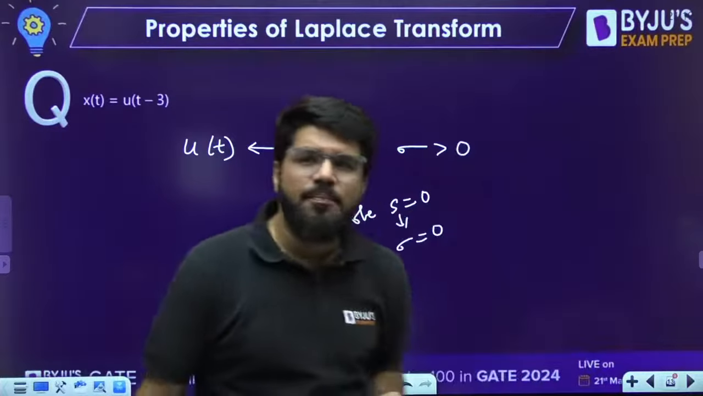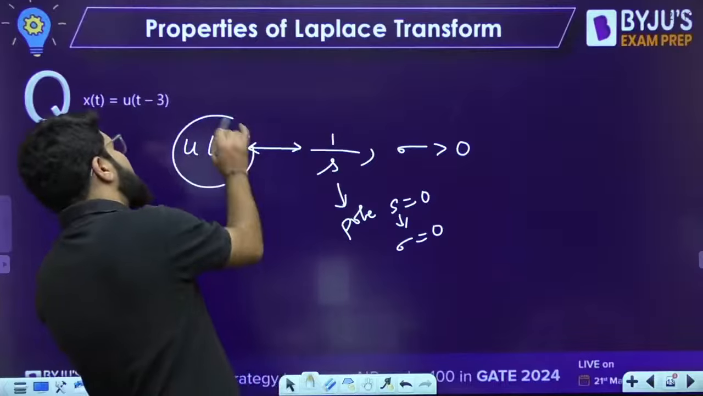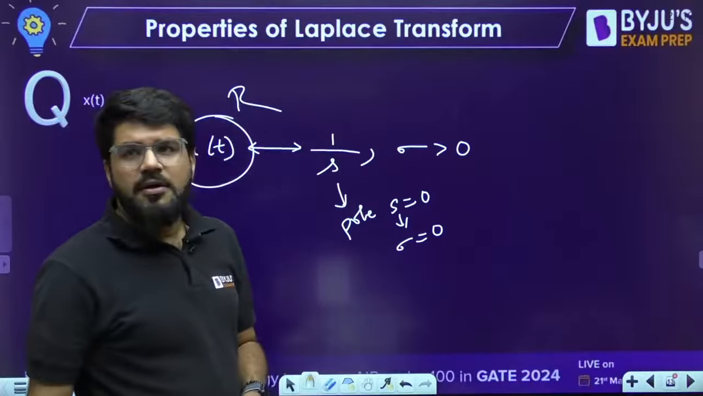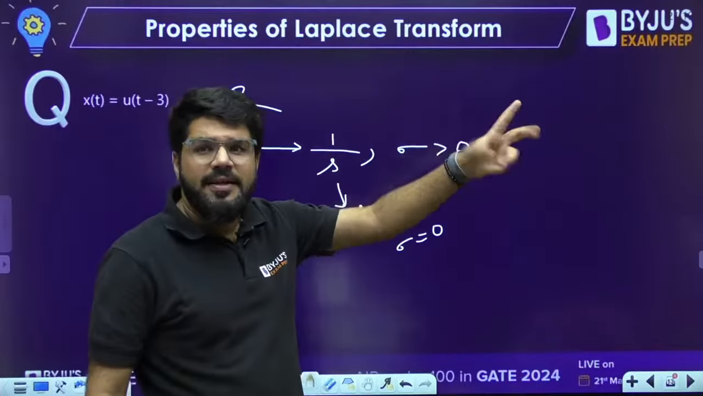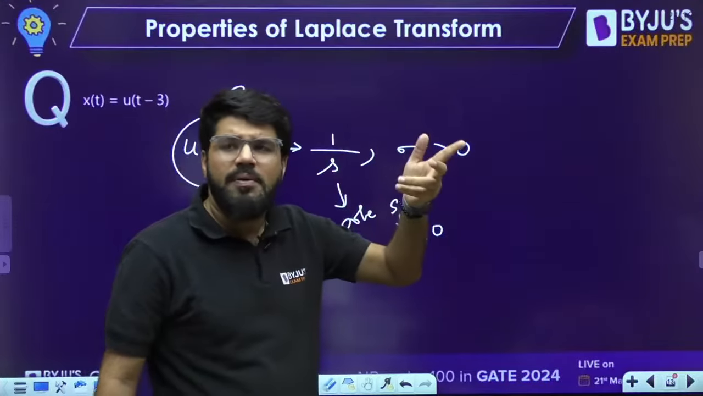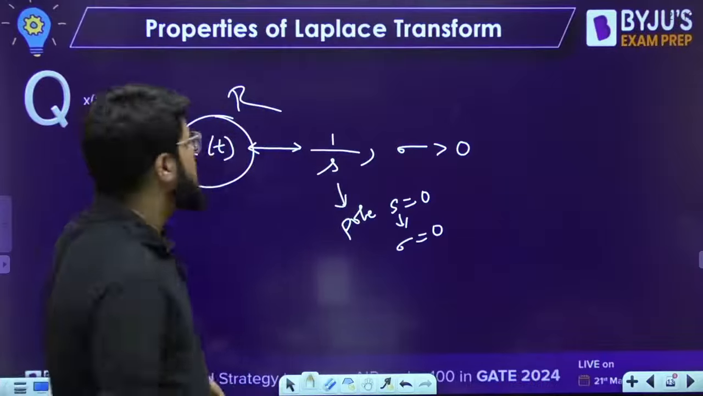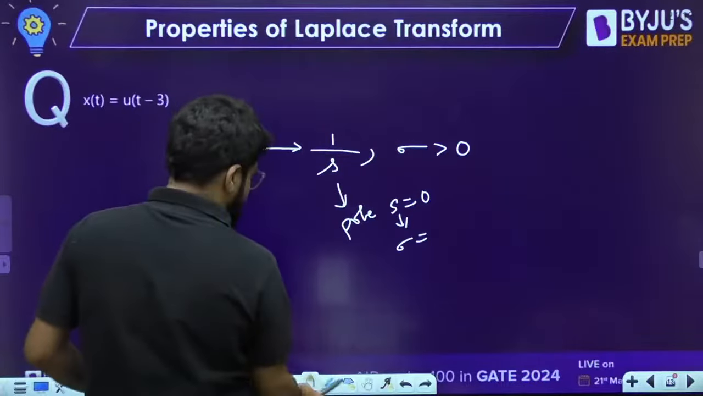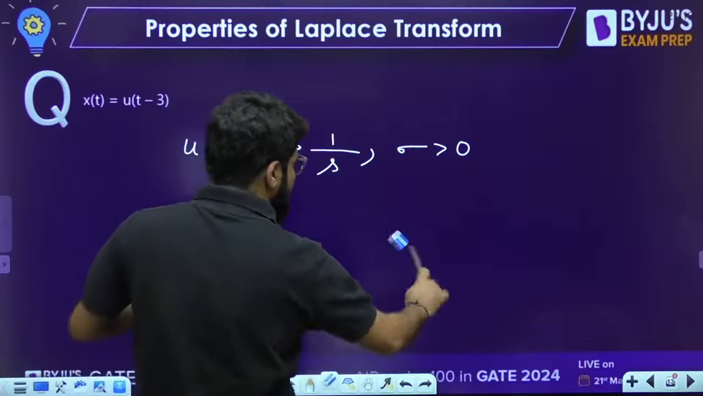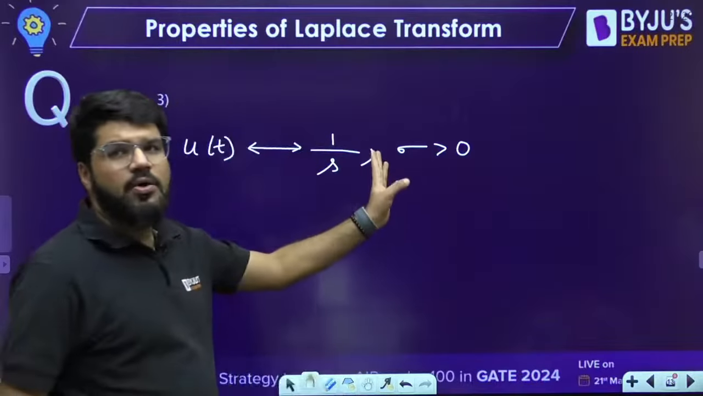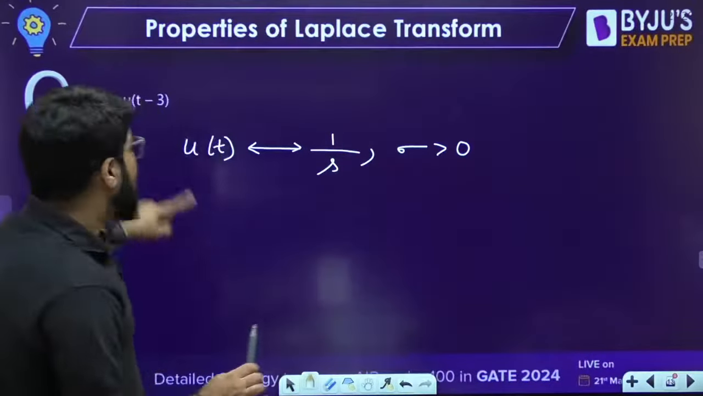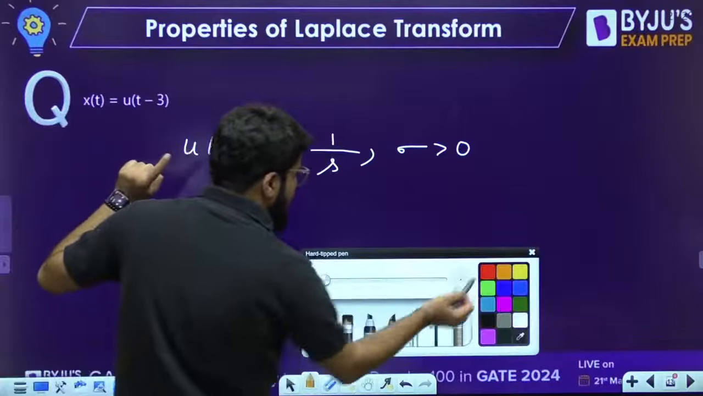ROC is confined by poles only. Now the nature of the signal is right-sided, so the ROC should also be right-sided, greater than 0. Even if you don't remember the ROC, it is not a big deal, but remember the important properties of ROC from the last class. Anyway, whether you remember it or do it by logic, the ROC is sigma greater than 0. Now here we are interested in u of t minus 3.